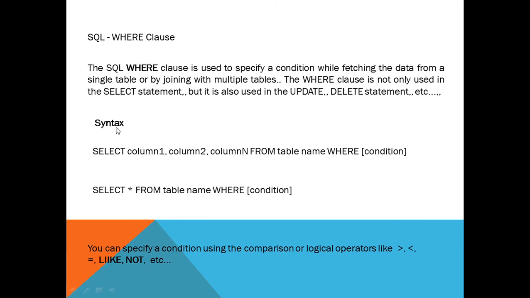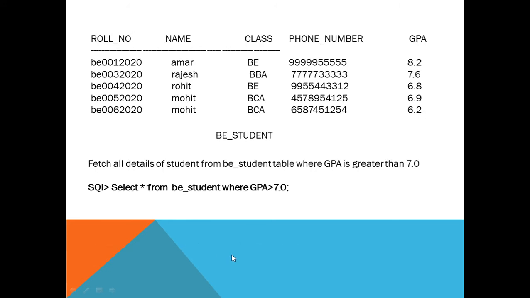Now here is the syntax for the where clause using the select statement: select column name from table name, then where, then write the condition. And you can write select asterisk from table name where condition. You can specify a condition using comparison or logical operators like greater than, less than, equal to, like, not, etc.